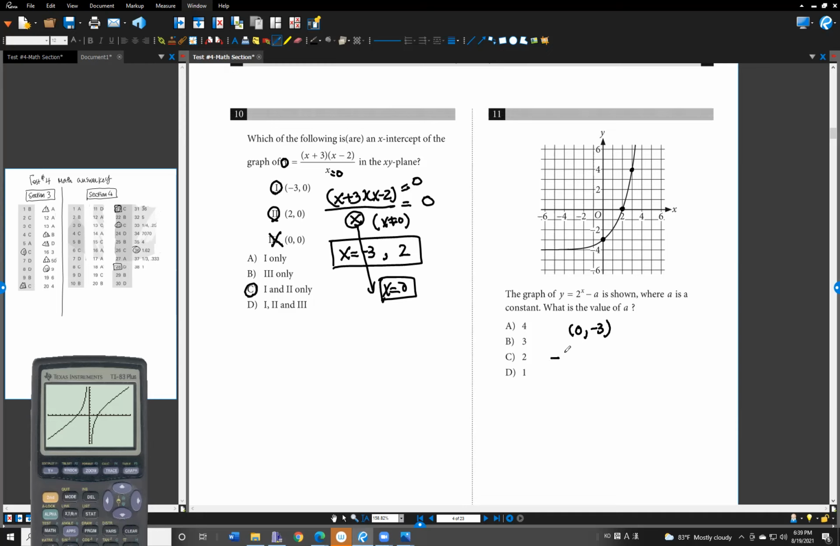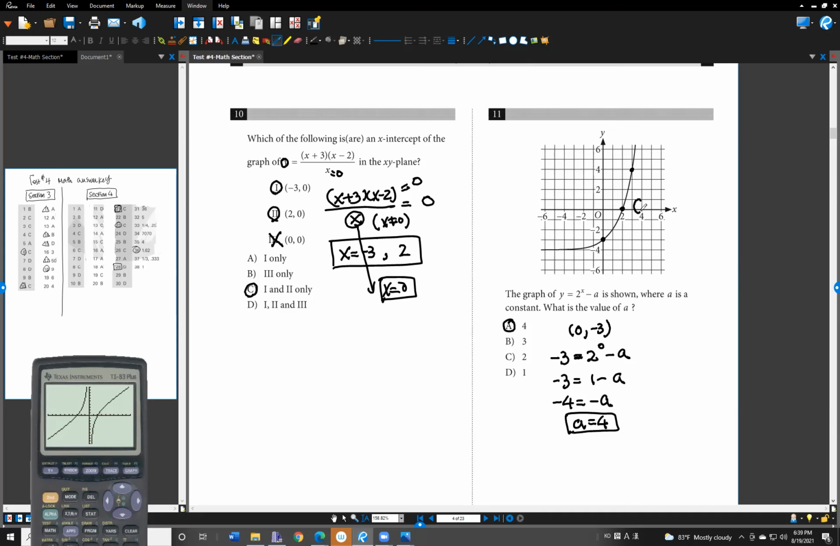When y is -3, x is 0, and minus a should be equal, right? Because the point is on this graph. 2 to the 0 is 1, so -1 equals 1 minus a. Okay, -1, you can use it, it doesn't matter. That is -a. From here, a equals 4, right? Yeah, 4 is the answer.